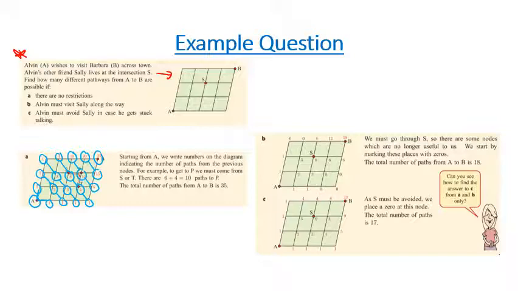Question part B says Alvin must visit Sally along the way. Now, if they must visit Sally, then we put a 0 on all of the nodes that we're not going to use. We're not going to use this node up here because there's no way that gets to Sally without backtracking. We're going to put a 0 here, and here, and here, and here, and here, because if we go to those nodes, the shortest, quickest way is to get to Barbara, and we need to visit Sally. Now that we've done that, we're still going to put our numbers on the nodes, and we're going to add them together.